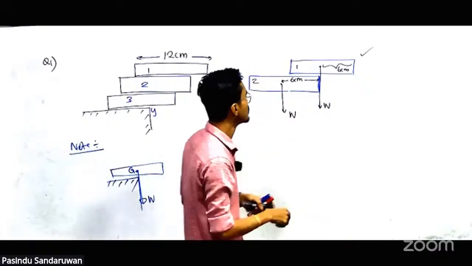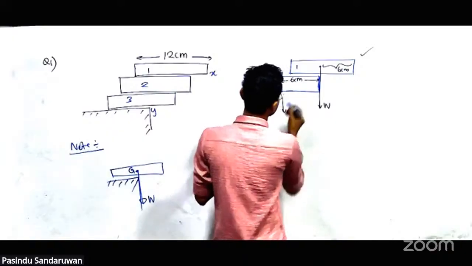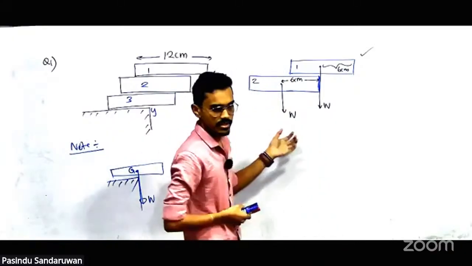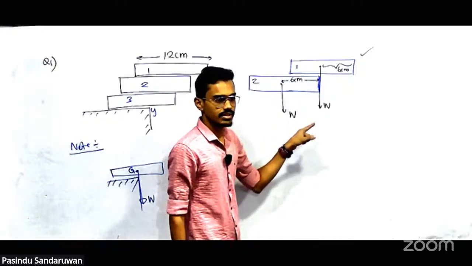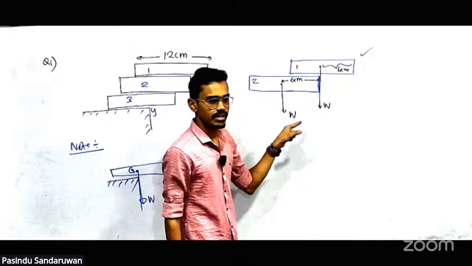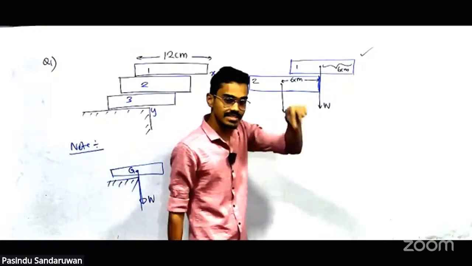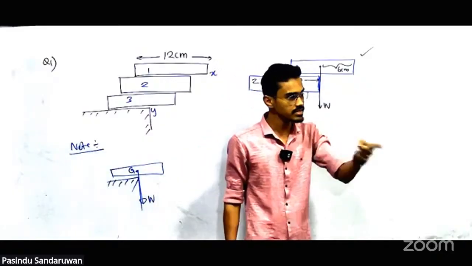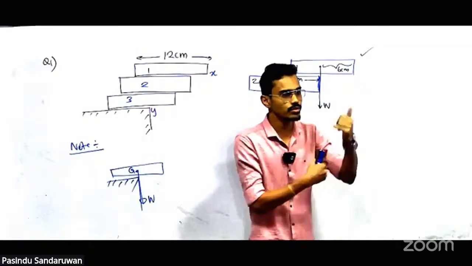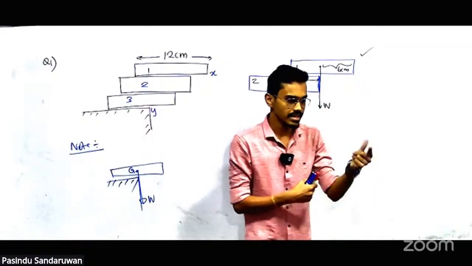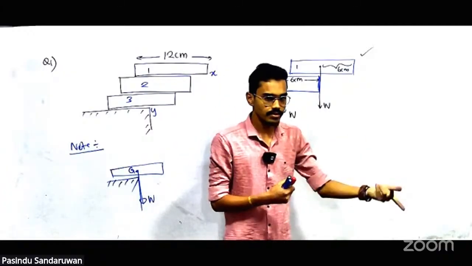Now, first what I'm going to do is find the resultant of these two. The resultant will act somewhere in between, and that is the resultant force as a single force which acts on book 2. If that resultant is inside the border, it won't fall, because that is going to be the resultant weight of these two. Got it?